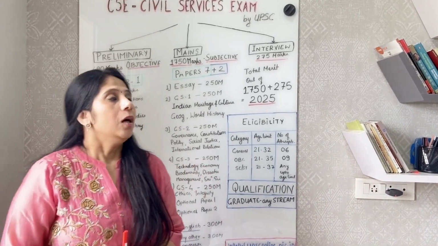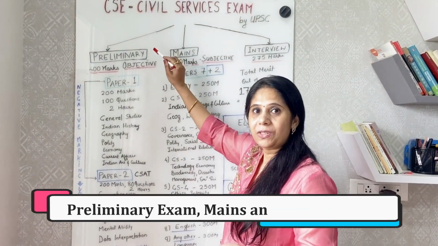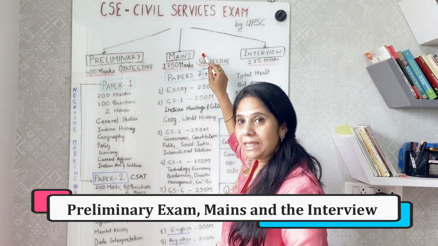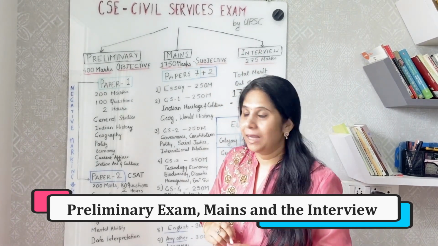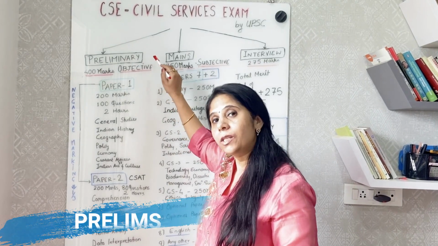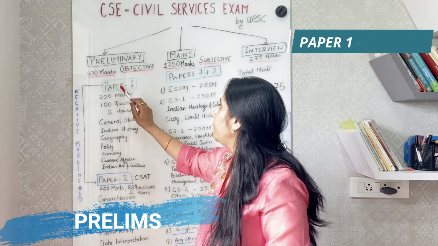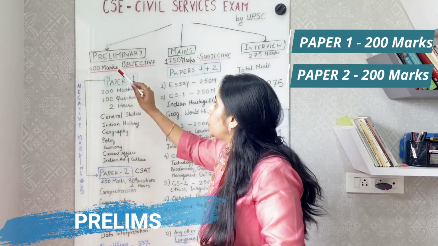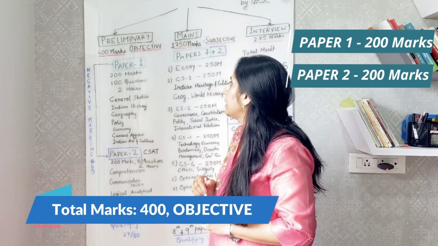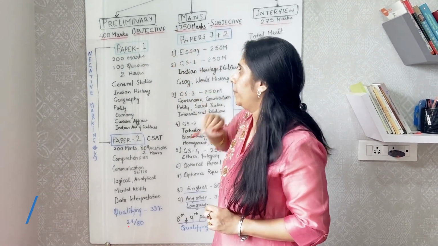So first thing, what is the pattern? This exam has 3 steps: preliminary examination, mains, and interview. The first part that you have to clear is the preliminary, also called prelims. This comprises 2 papers, paper 1 and paper 2, total 400 marks, and this is going to be totally an objective paper.